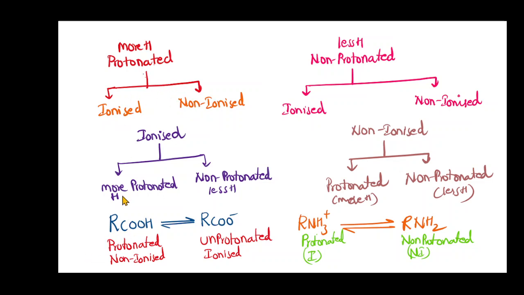We can see examples here. This is protonated non-ionized, but this is unprotonated ionized. Whereas this is protonated non-ionized, protonated ionized, and RNH3 base is protonated ionized. RNH2 is non-protonated non-ionized, but unprotonated ionized. So the point to learn from this slide is that protonated could be ionized or non-ionized, and non-protonated could be ionized or non-ionized.